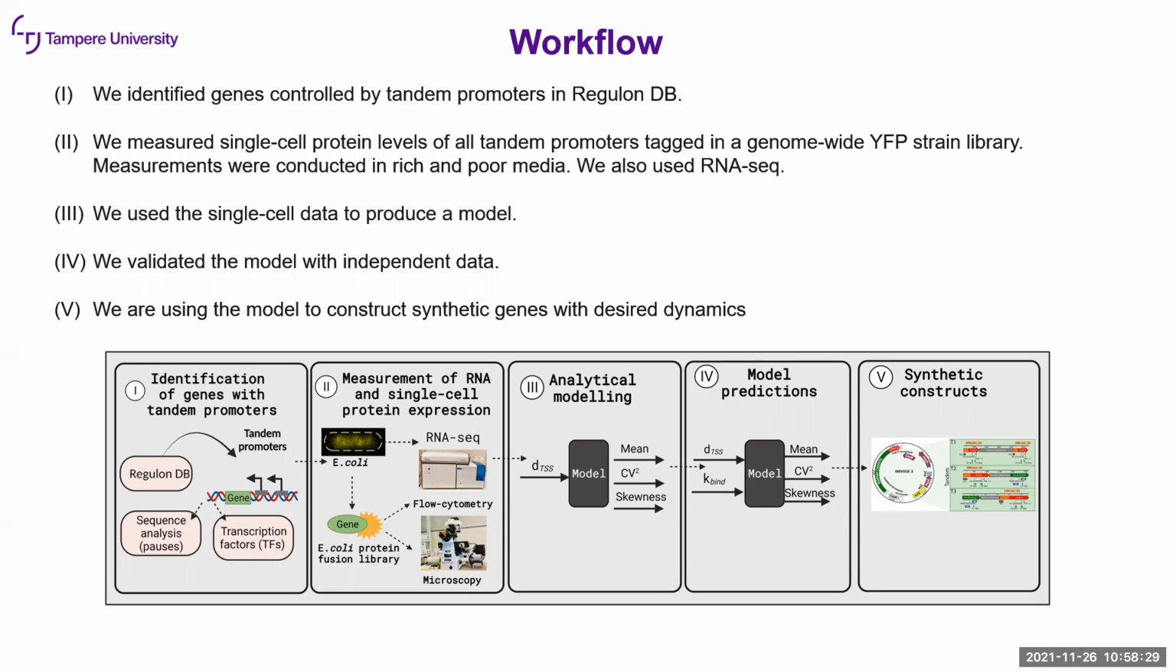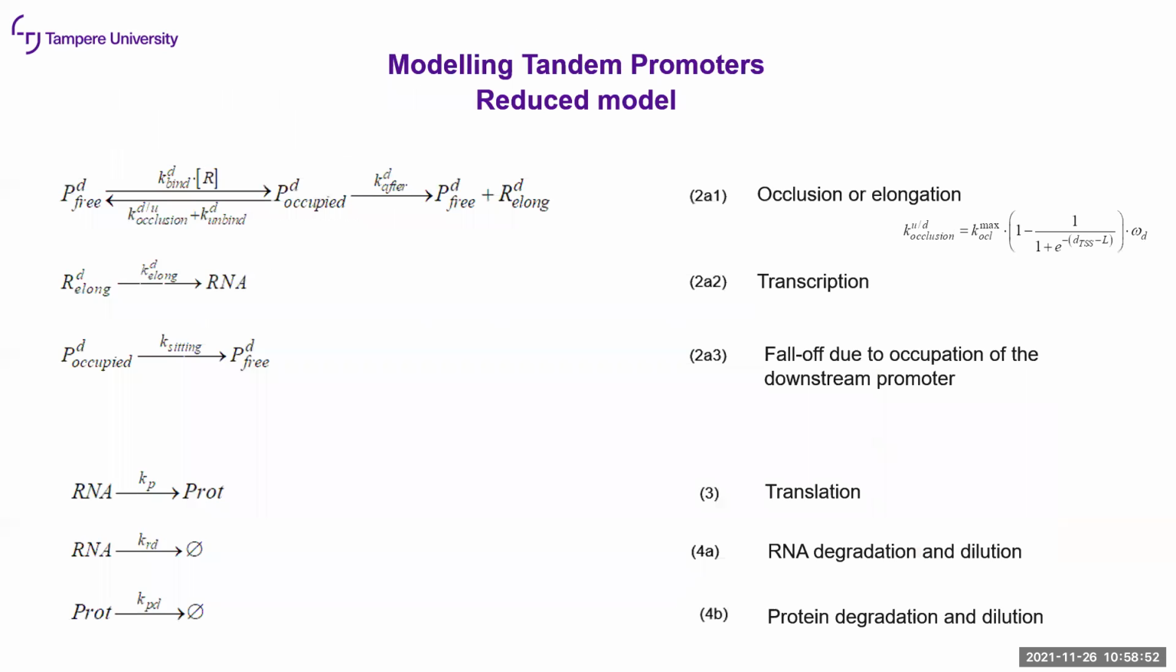Then, using the single cell protein fluorescence data, we went on to produce a model by best fitting. And we then went to validate the model with independent data. What we're currently doing, which I will explain at the end, is using the model to construct synthetic circuits, synthetic genes, with the desired dynamics using the tandem formation. So I'll start by presenting the model, the reduced model.